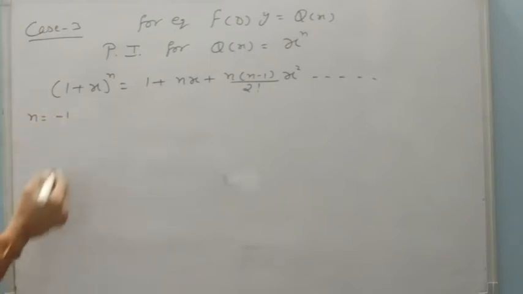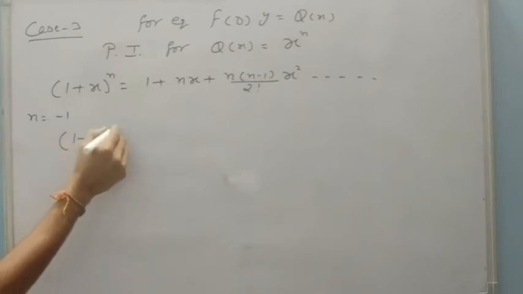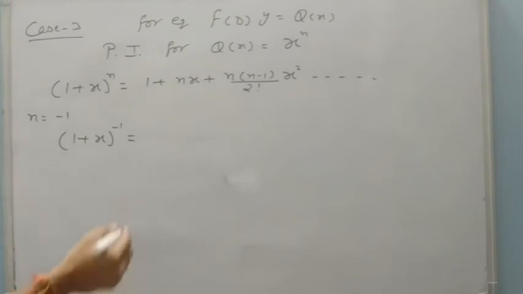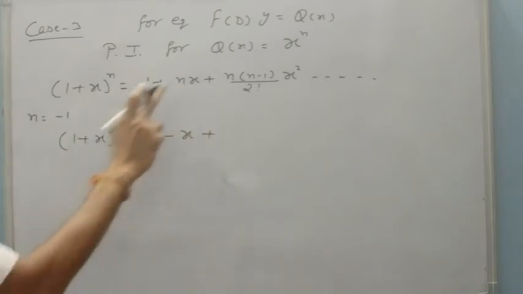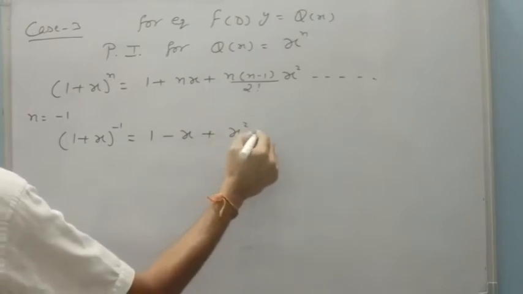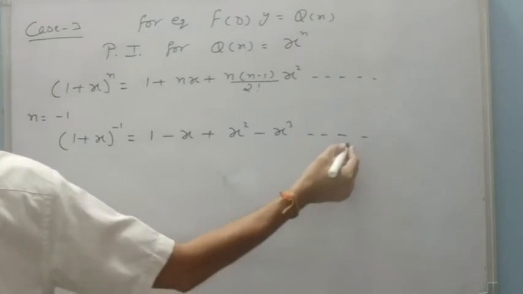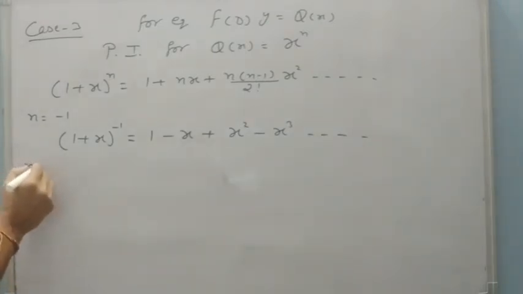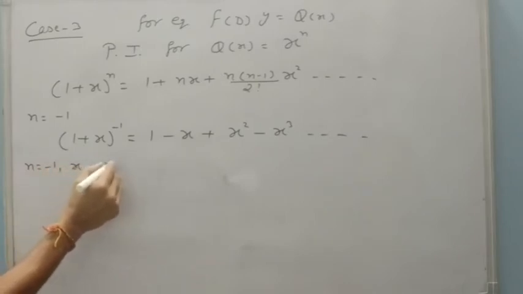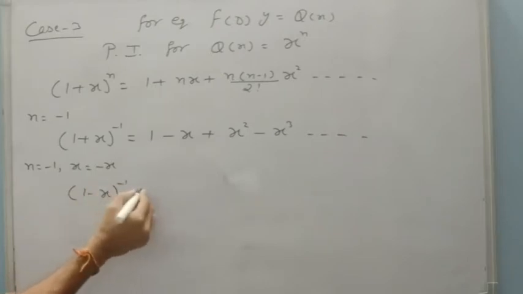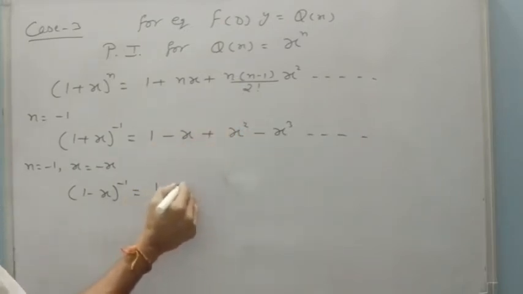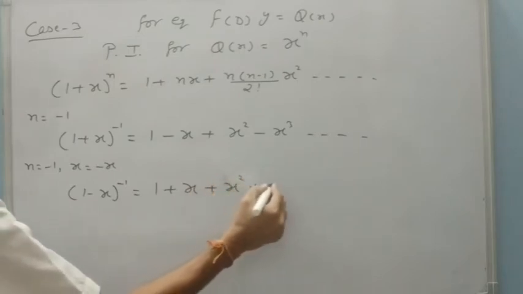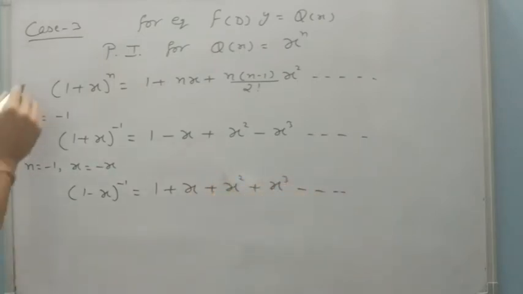minus 1, then it will be (1 plus x) to the power minus 1, which will become 1 minus x plus x square, then minus x cube and so on. In the case when n is equal to minus 1 and x is also minus x, then it is (1 minus x) to the power minus 1. In this case, when x becomes minus x, these minus signs always get into the positive one, and that is 1 plus x plus x square plus x cube and so on. These are very important for solving this case.